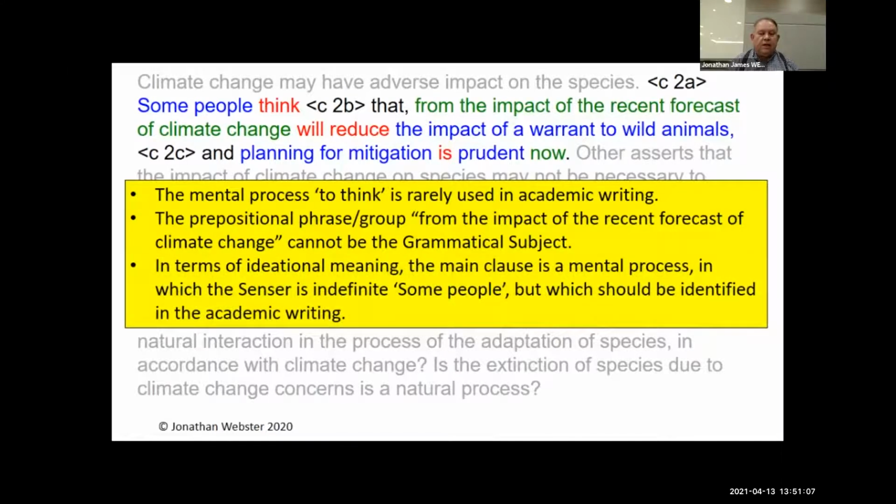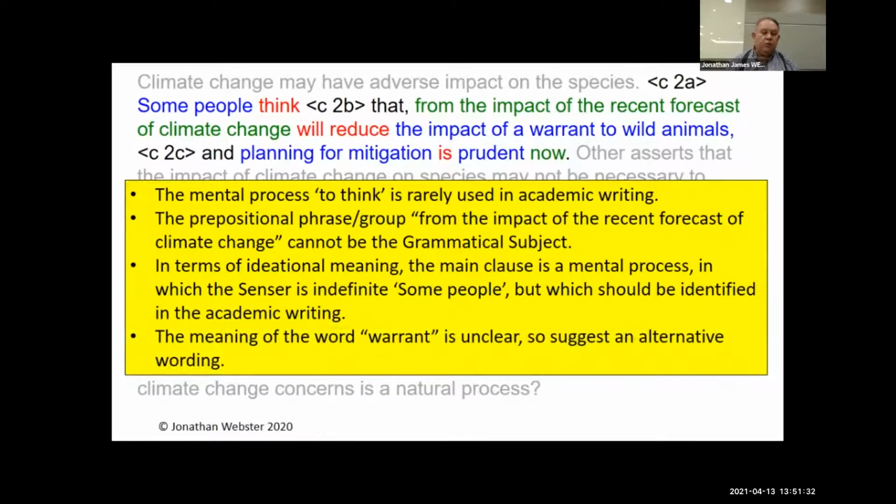The main clause is a mental process in which the senser is indefinite. Some people, I mean, who is thinking? Some people. Now that's, again, when you're talking about academic writing, you don't mean just so indefinite. Some people, who? You cannot leave it so vague as that. And the word warrant here, well, I have no idea what was being meant here.